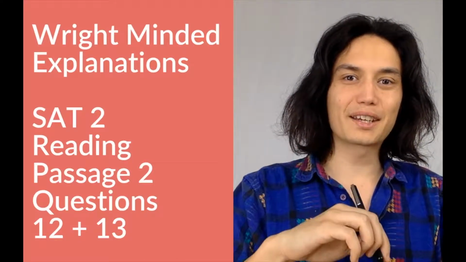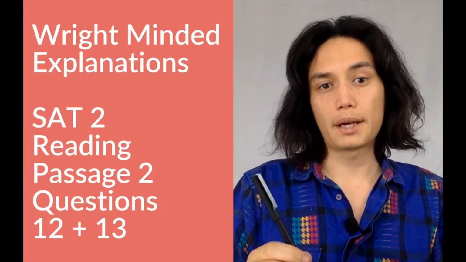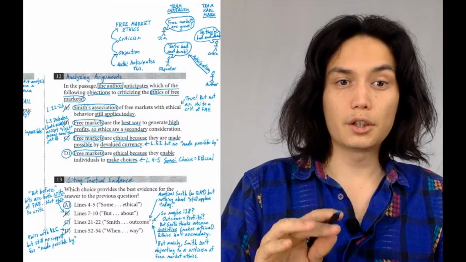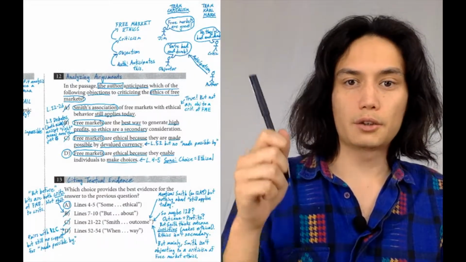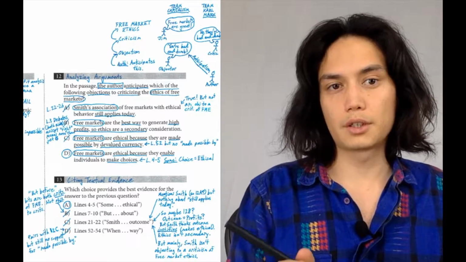Hello friends, this is Mike from Wright, and this is the explanations video for SAT 2 reading section, passage number 2, questions 12 and 13. Now the first thing to note is that there's two questions here. There's an analyzing arguments question, which we'll get into, but there's also a citing textual evidence question that follows it.